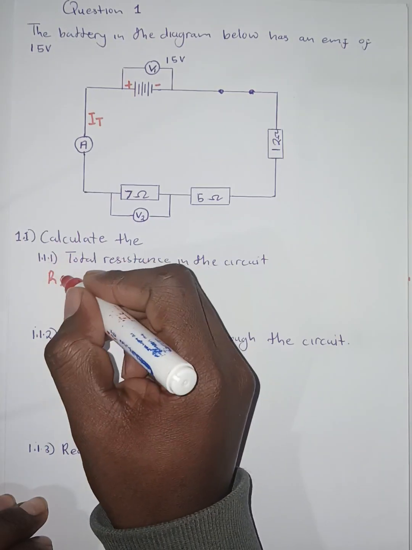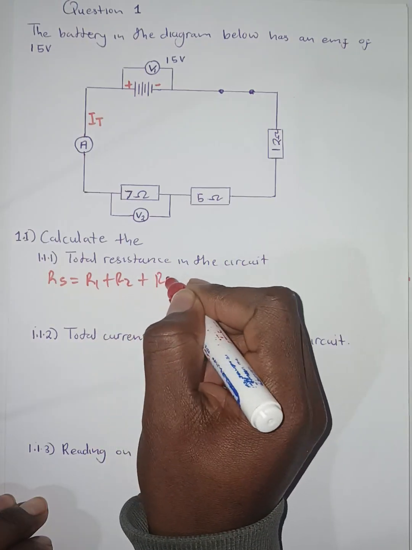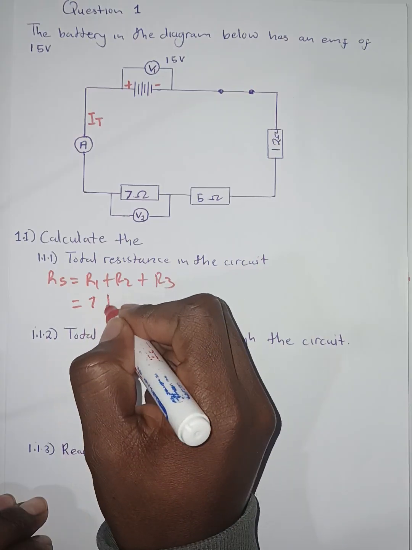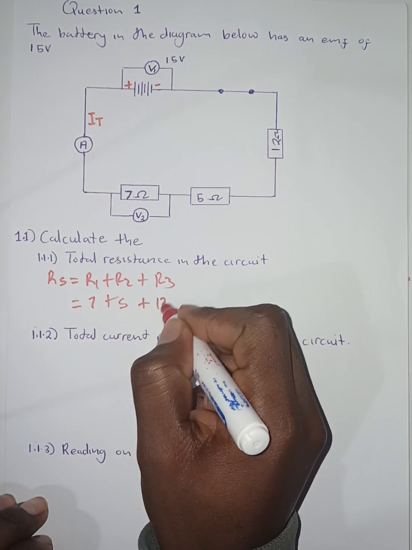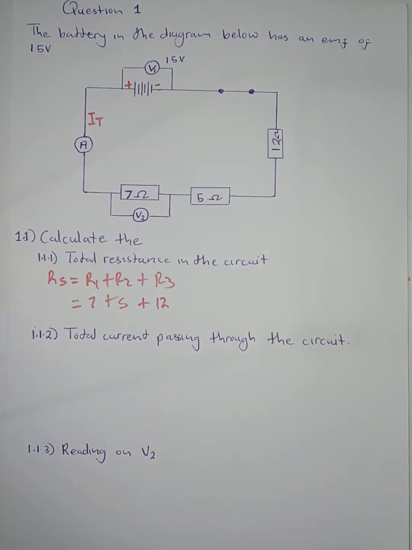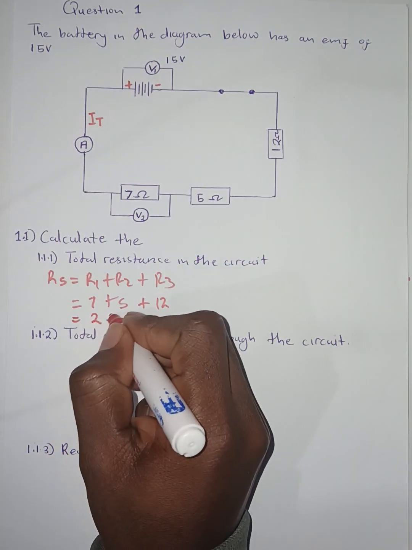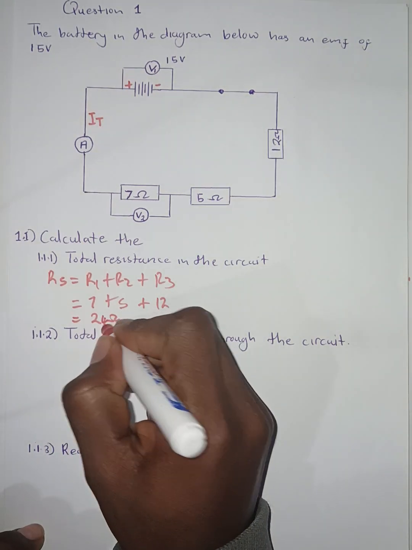So to calculate R series, we would take R1 plus R2 plus R3. R1 in this case would be 7 ohms, so that would be 7 plus that 5 plus that 12 ohm resistor. If you put all of that together, you're going to get 24 ohms. That would be the equivalent resistance in our circuit. This is when we take all of those resistors and treat them as one. So that would be 24, not actually 2.